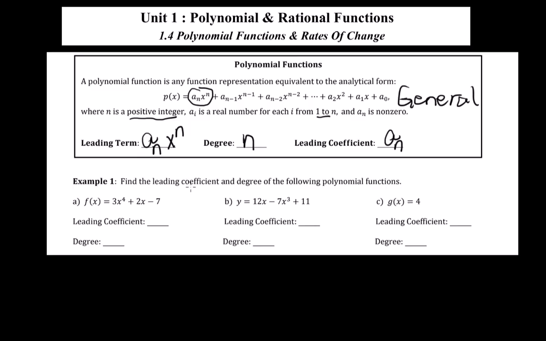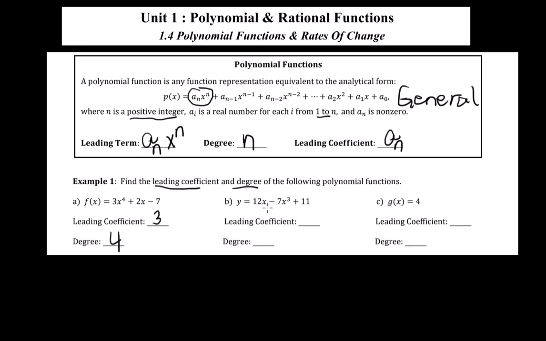Now let's go over this example, which asks for finding the leading coefficient and the degree. That's all we are looking for. We're not looking for the leading term. So on A, we have f of x equals 3x power 4 plus 2x minus 7. We can see clearly the highest power is 4, and the coefficient associated with x power 4 is 3. So the leading coefficient is 3, and the degree, which is the highest power, is 4.